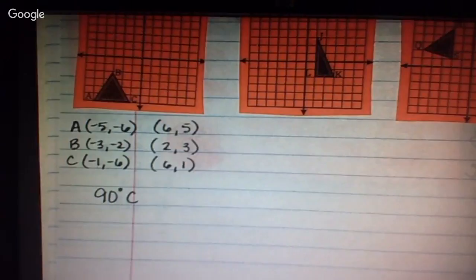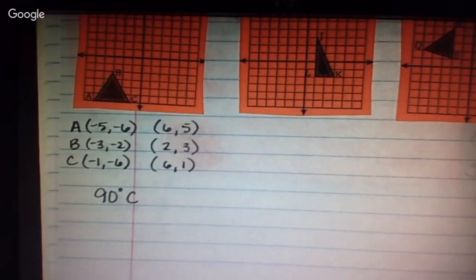Now, this is the way I like to do it because I have a hard time remembering which one changes signs when I do 90 and 270. I'm like, wait a second. Should it be my first number? Should it be my second number? Which one do I do? So this is what I do. You always flip your numbers, 90 or 270. Now, we're going 90 degrees clockwise.